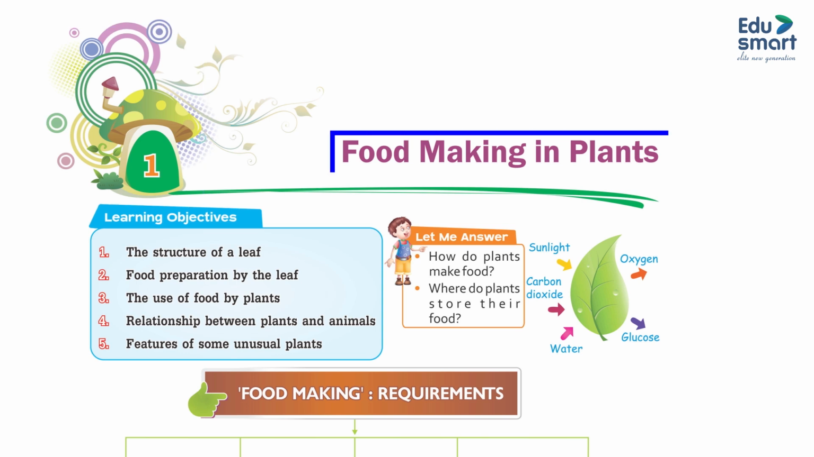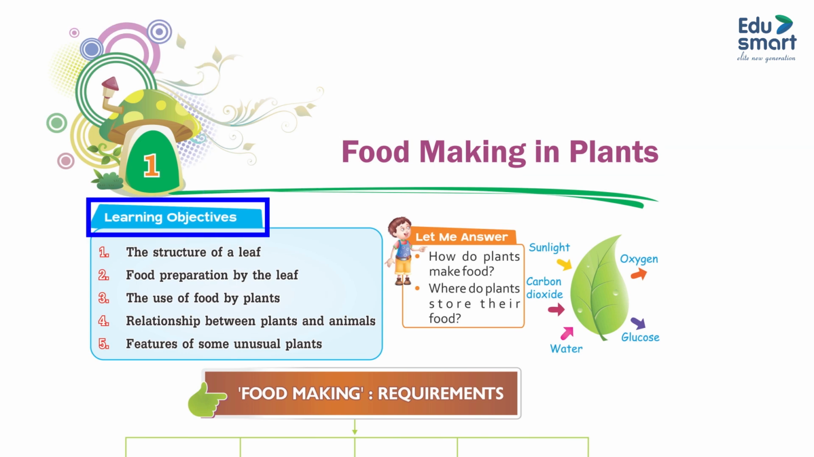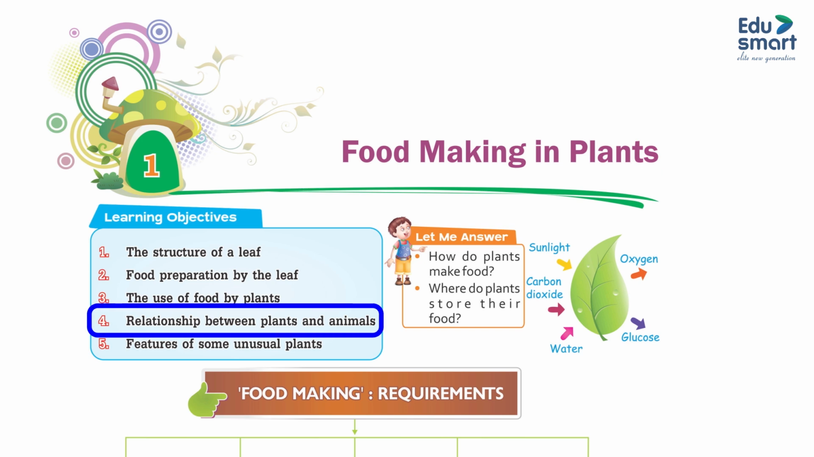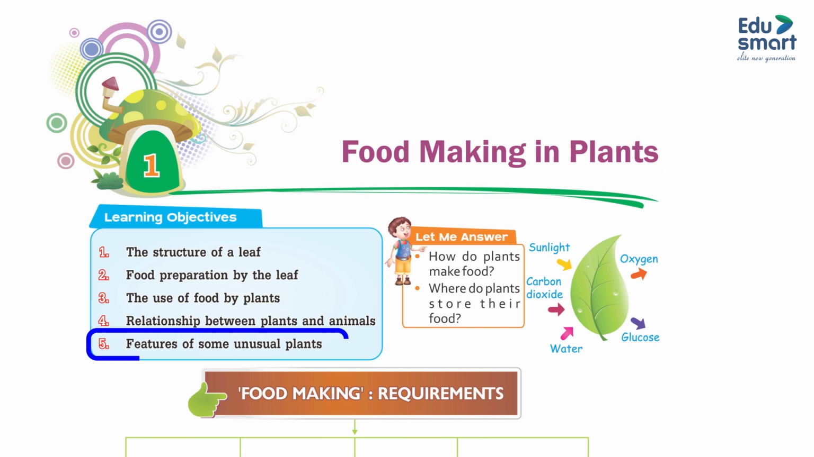Chapter 1, Food Making in Plants. Learning Objectives: 1, The structure of a leaf. 2, Food preparation by the leaf. 3, The use of food by plants. 4, Relationship between plants and animals. 5, Features of some unusual plants.